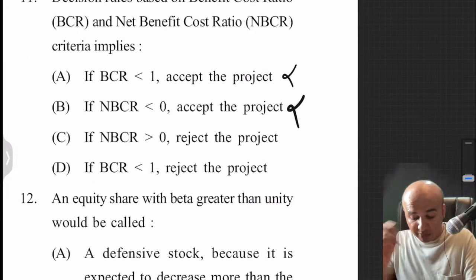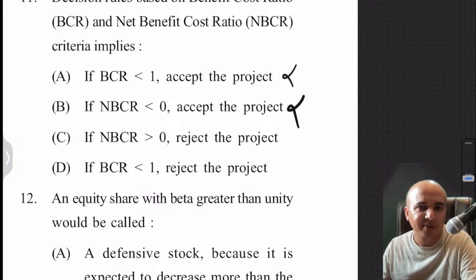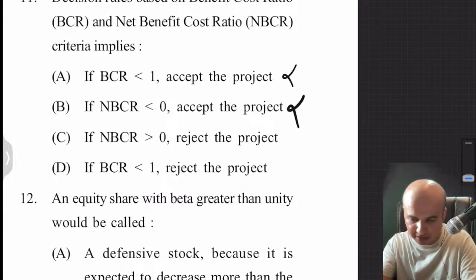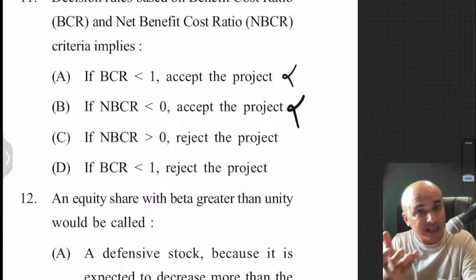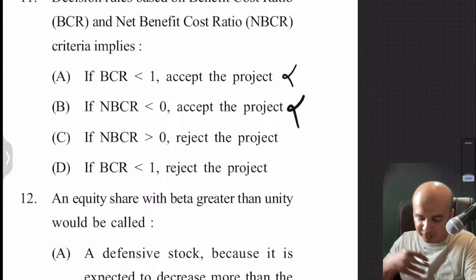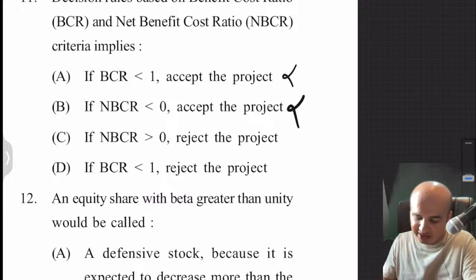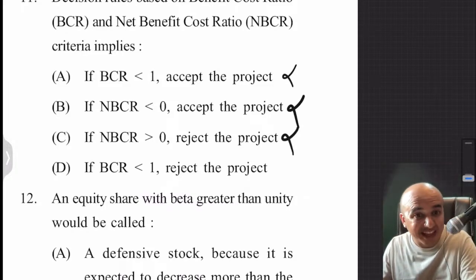Then if NBCR is more than 0, reject the project. Again, this statement is incorrect. Why? What does this mean? This is the exact opposite of the previous one. It implies that if the net present value of any project, or anything which the company wishes to take up, exceeds the net present value of the cost, it is only a positive benefit, no? That means we are getting more returns compared to the cost. So if something is generating us positive returns, we would rather accept it than reject that project. So therefore this is also not making sense.